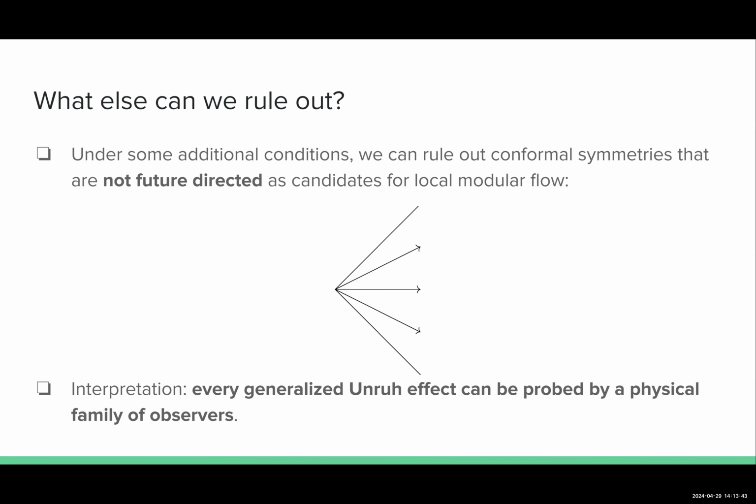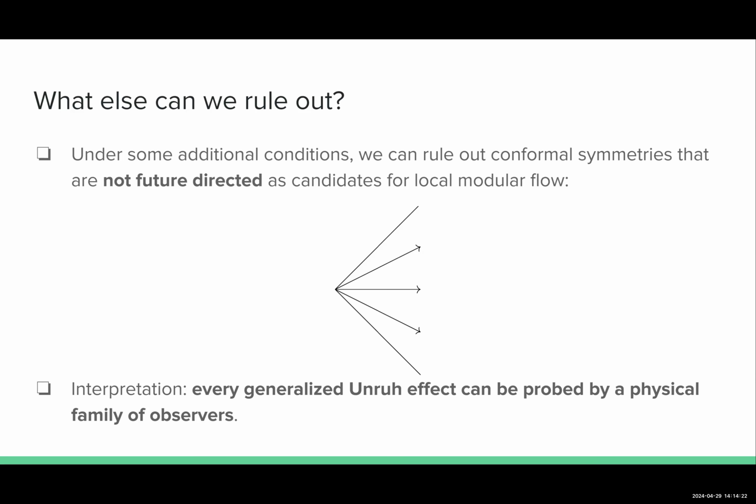But this is an interpretation. It says that every one of these generalized Unruh effects can be probed by a physical family of observers. People actually propagating causally in spacetime would be able to measure these things. In the context of entanglement, when you look at the reduced Hamiltonian on half space, starting with the ground state, in Euclidean it's a rotation. Right. But then when you go to Lorentzian signature, it's a boost, which is future directed.